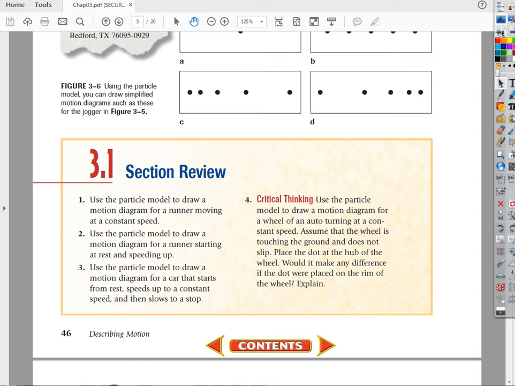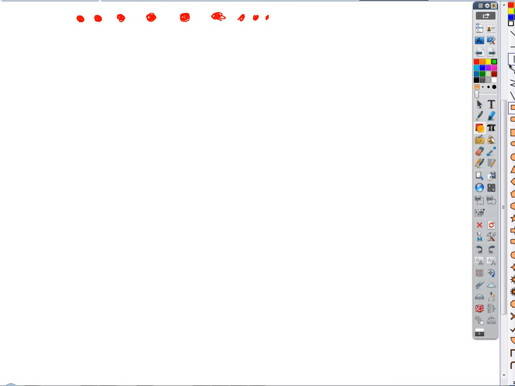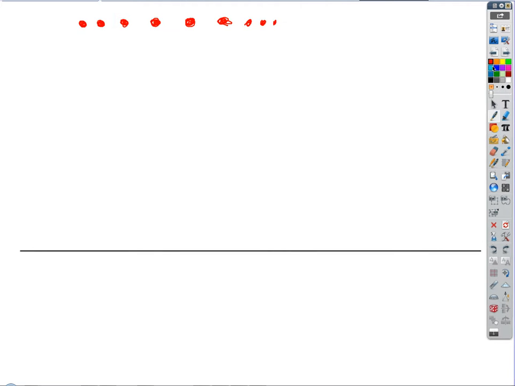Let's just look at maybe one revolution of the tire. That's a little trickier, isn't it? What's that going to look like? So let's say that I'm going to draw a ground here for you. That's the ground. What's the wheel going to look like this time?